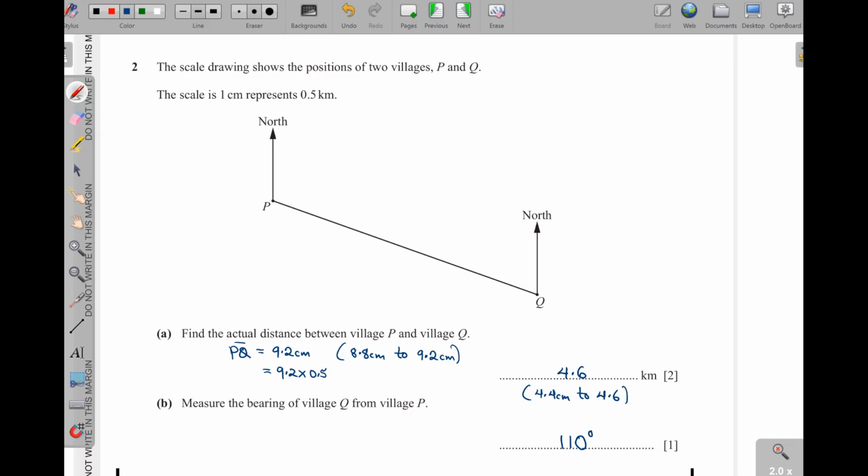Bearings we write to 3 digits. If you find that the one you get is below 100, let's say you get 75, you don't write 75 degrees, you write 075. Okay, so that is that.